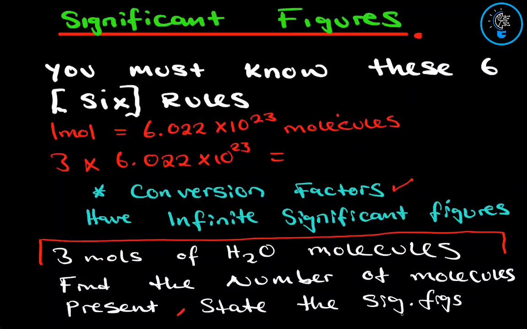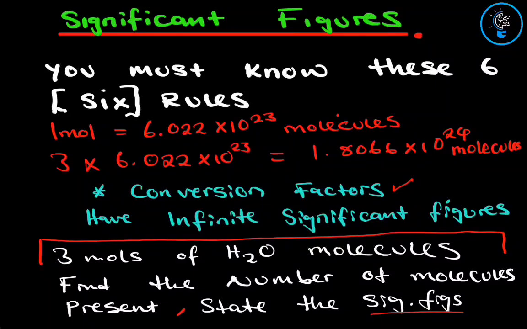Then we need to do what? To state the number of significant figures. Okay, let's punch that into our calculator. 3 times 6.022 exponent 23. We are getting 1.8066 times 10 to the power 24 molecules. So in this one, we can say it has infinity number of significant figures.